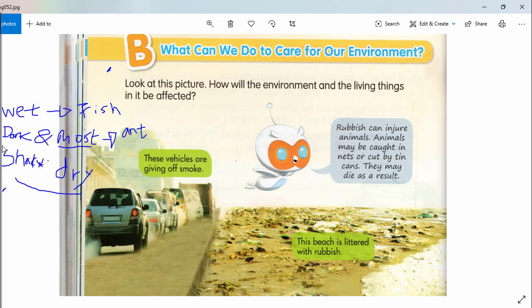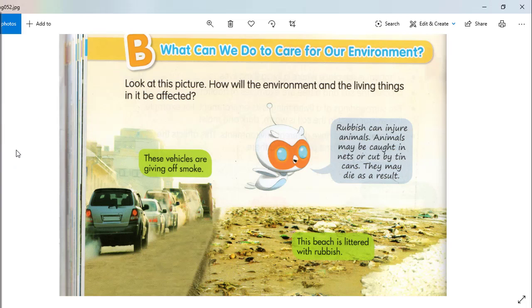Okay, so for shady and dry, the example of the animal is like bird or even bee that likes to hide from the sunlight, so they make their own house over there under the tree. Okay, so that's what about environment.